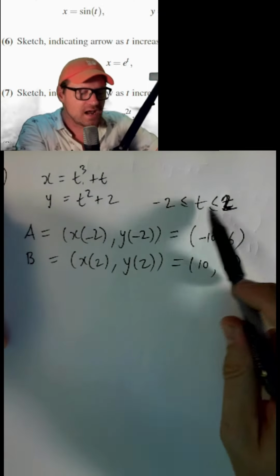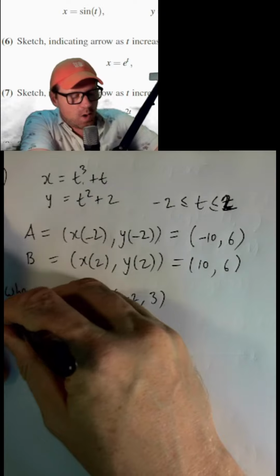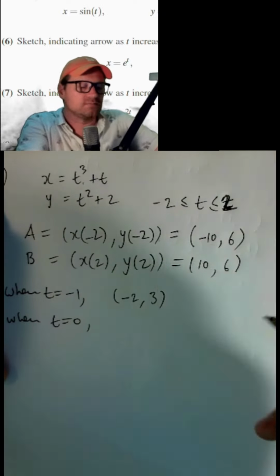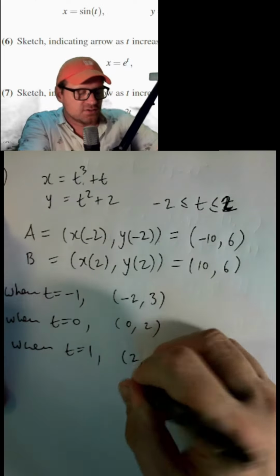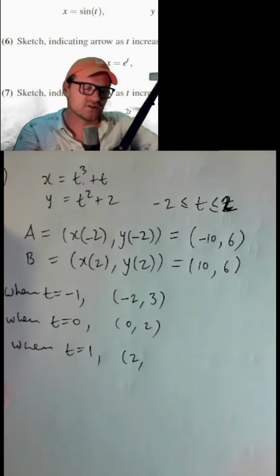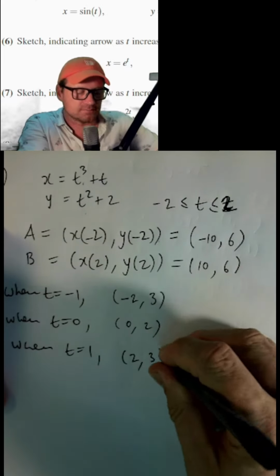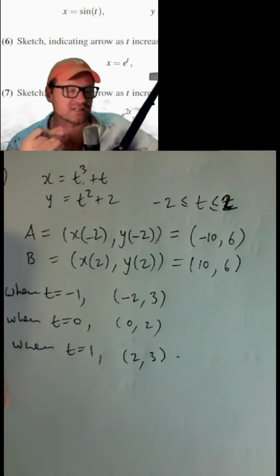Okay, so now let's find a few more points. When t is equal to 0, we have 0 for x, and then we have 2 for y. So 0, 2. And when t is 1, 1 squared plus 2 is 1 plus 2, which is 3. Okay, and so this should help us sketch this.